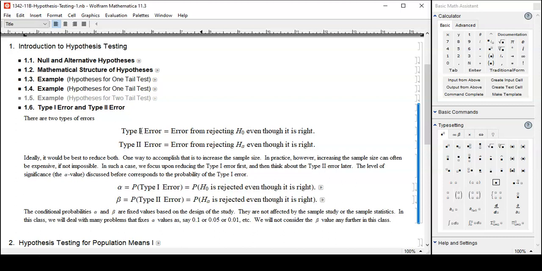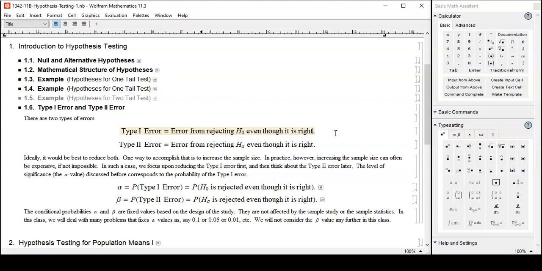So, case 1. I don't want to get confused with 1 and 2, or with HA. The first case, H0 is right, and the second case, HA is right. Is there any other case? No. When H0 is right, if I accept H0, then there's no error. That's correct. Now, if H0 is right, yet I rejected it, that's one possible error, which I call the type 1 error. Make sense?